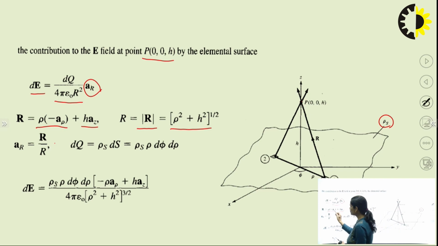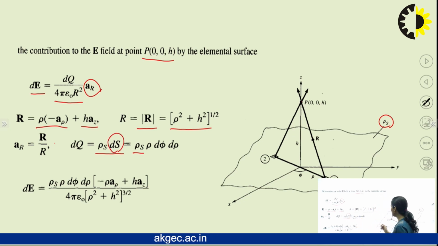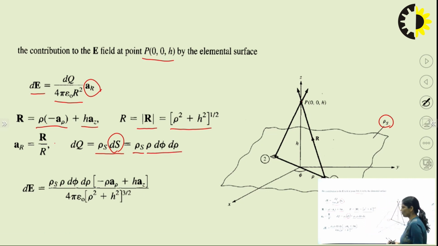So put all these two values in this equation, and dq, meaning differential charge for this surface, is rho s ds. Here rho s is the same. Now put the value of ds. So the differential surface of this Gaussian surface is equal to what? Rho d phi d rho. Okay. Now put all these values.